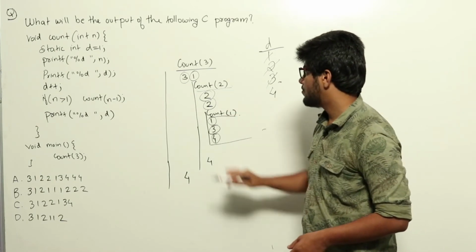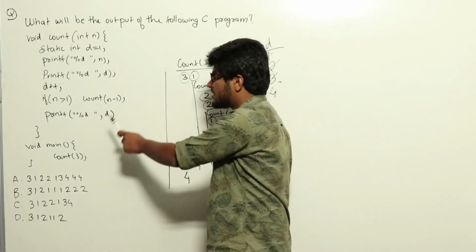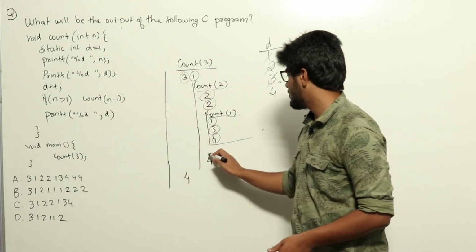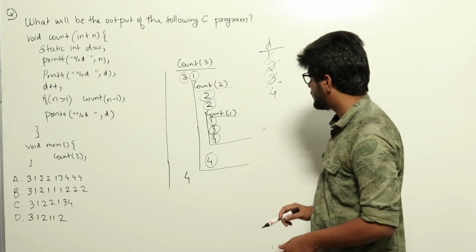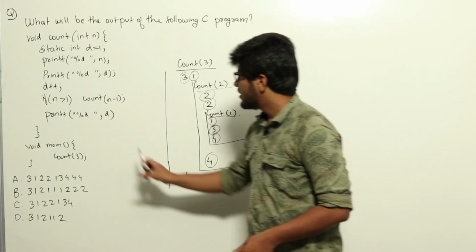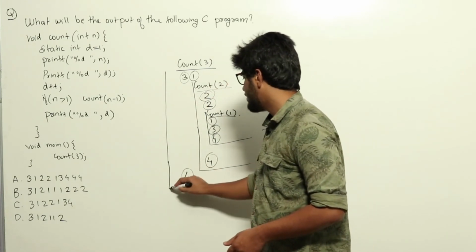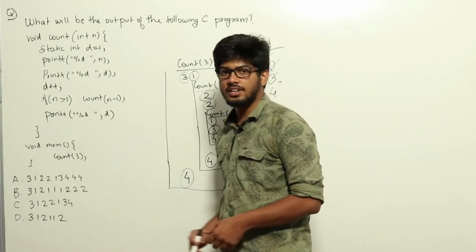We will be coming back to this count function, so we were at this statement. Now this statement will execute, that is printf of %d. d is 4 now, so 4 will be printed. After that we will exit from count of 2, we will come to the count of 3 function. There is only one more statement left, that is again printing d. So d will be printed and we will exit from this and the program will exit.